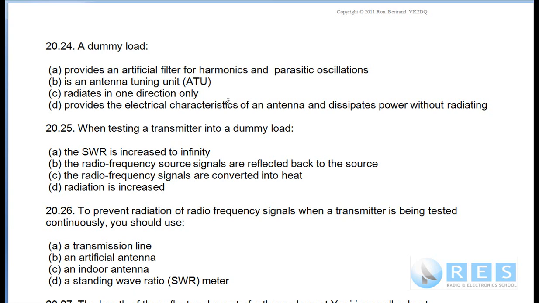20.24, a dummy load. A dummy load is a 50 ohm resistor. A big 50 ohm resistor, usually with a big heatsink on it, and usually immersed in oil or something else. It's a non-radiating antenna. This big 50 ohm resistor can be connected to your antenna so that you can do tests and tuning and maybe repairs without transmitting and annoying people from an antenna. So a dummy load, it's also called an artificial antenna. D is the correct answer, provides the electrical characteristics of an antenna and dissipates power without radiating.